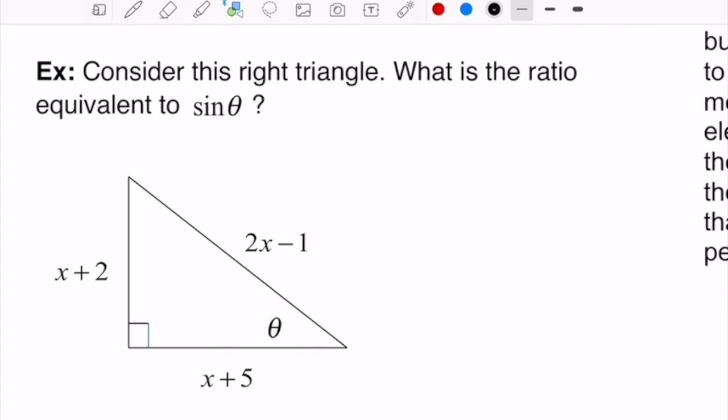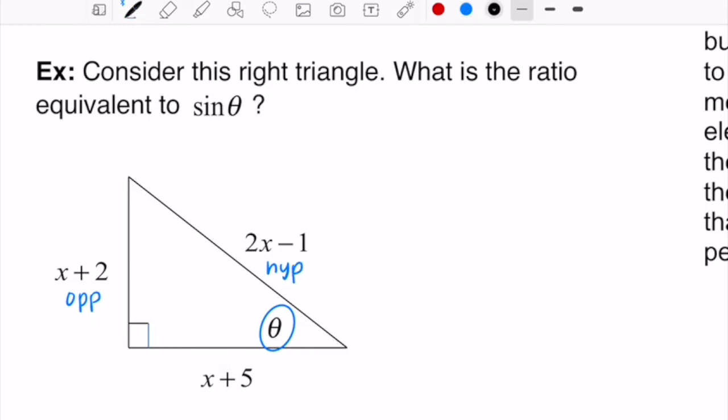Moving along, we have a similar question. This one says, consider this right triangle. What is the ratio equivalent to sine of theta? So again, you want to start by circling your reference angle, and then you want to recall that sine is opposite over hypotenuse. And so in this triangle, the x plus 2 is the opposite side, and then the 2x minus 1, that's the hypotenuse.